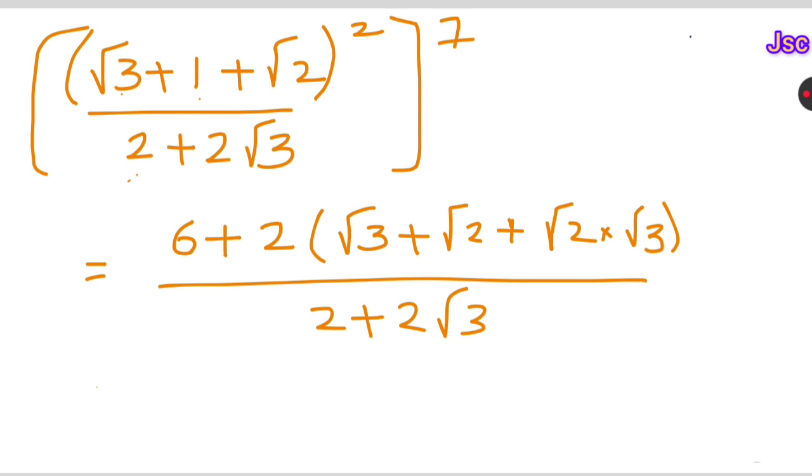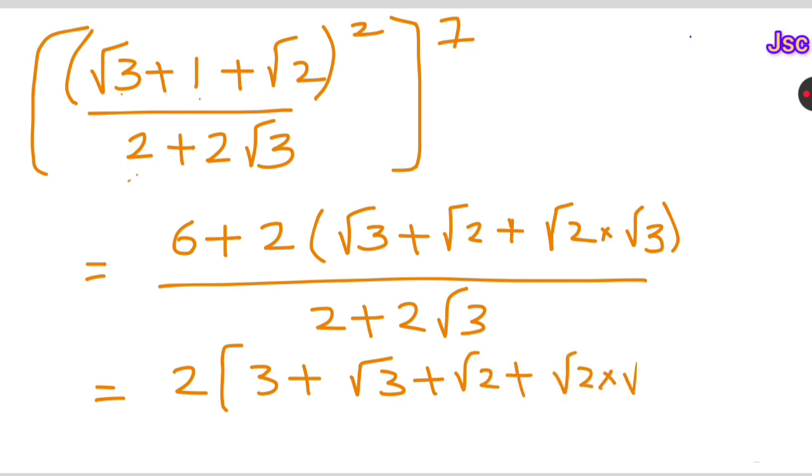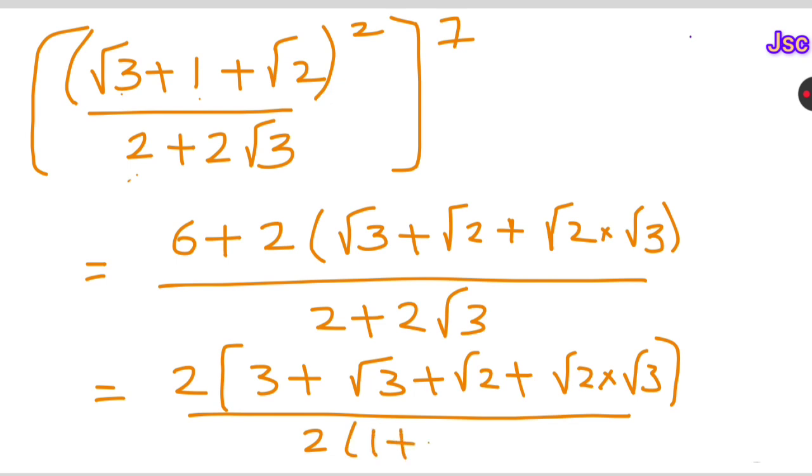At the numerator and denominator, if you take 2 as common, then you are left with 3 plus root 3 plus root 2 plus root 2 times root 3. At the denominator also, if you take 2 as common, then you are left with 1 plus root 3. So we are cancelling these 2.